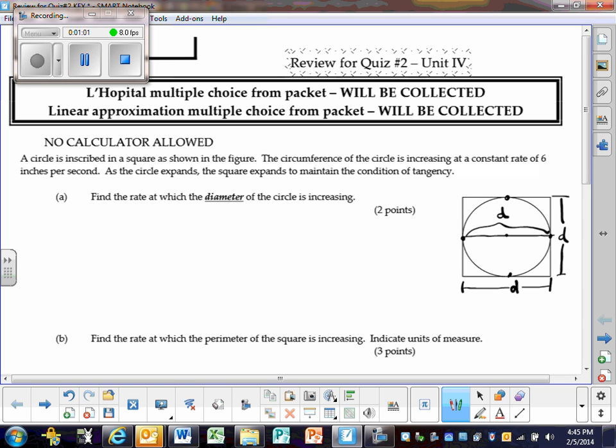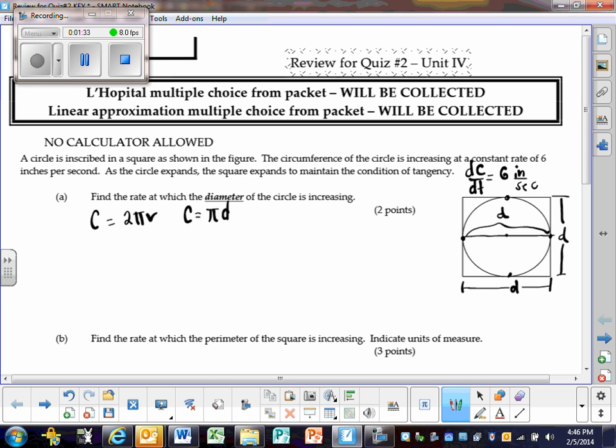Now it asked us to find the rate at which the diameter of the circle is increasing. The given information says that the circumference of the circle is increasing, so the rate of circumference over time is going to be positive, 6 inches per second. We have 2 choices for circumference of a circle. Neither one of these equations will be given to you. You have to know circumference is 2 pi r or pi d.